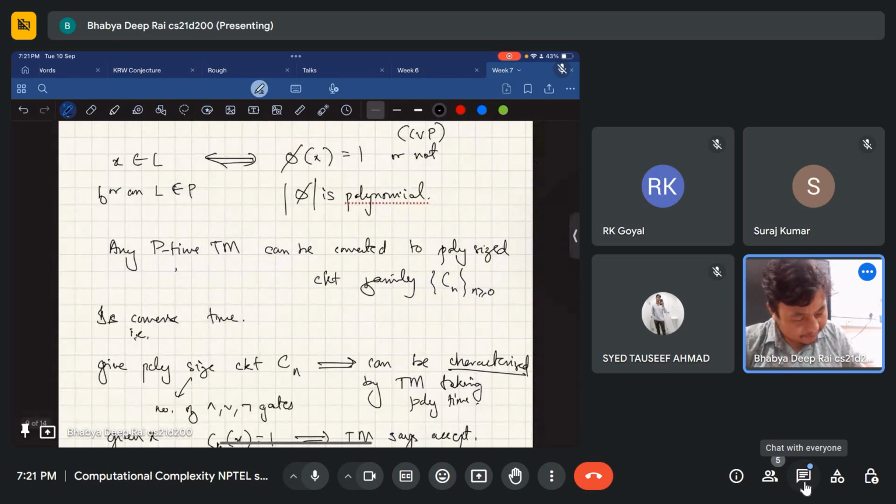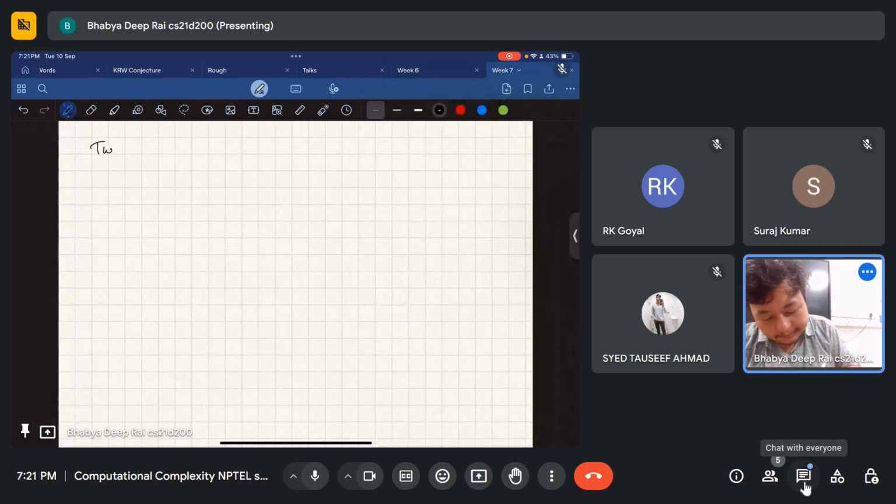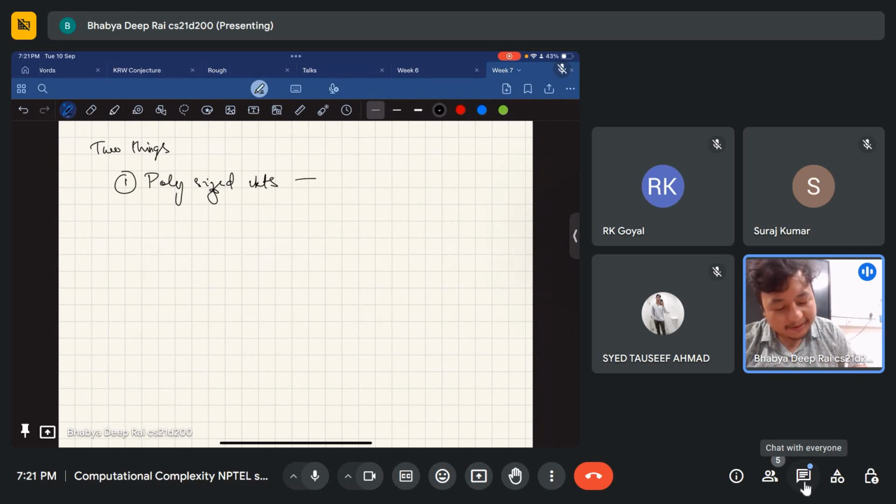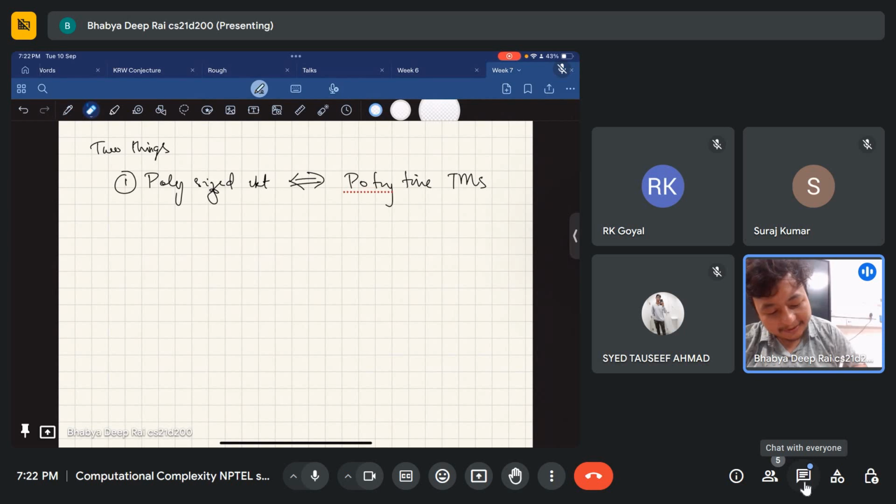We have two things now. One is poly-sized circuits can be converted into polynomial time Turing machines, and also polynomial time Turing machines can be simulated by polynomial size circuit families, by doing the Cook-Levin argument. So they are almost one and the same thing.